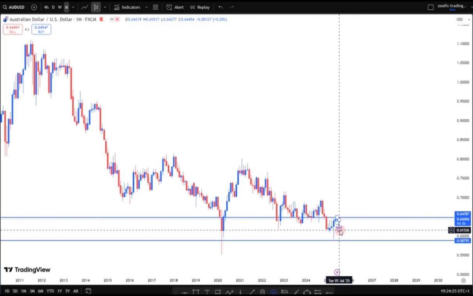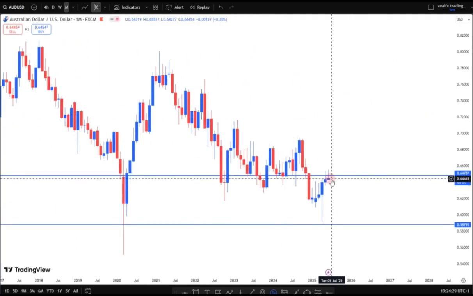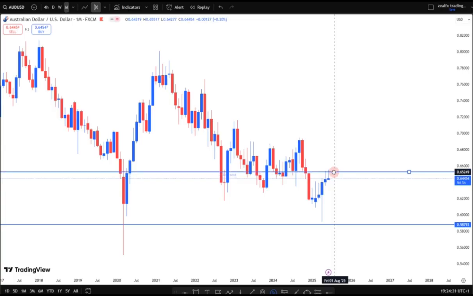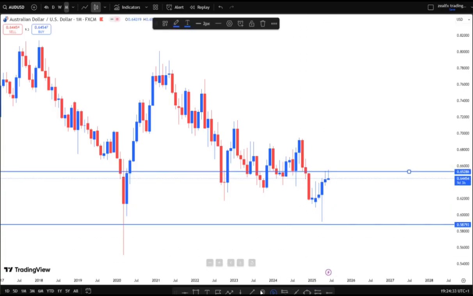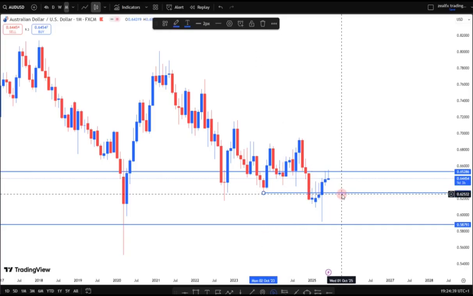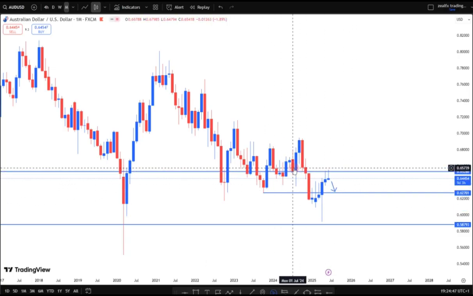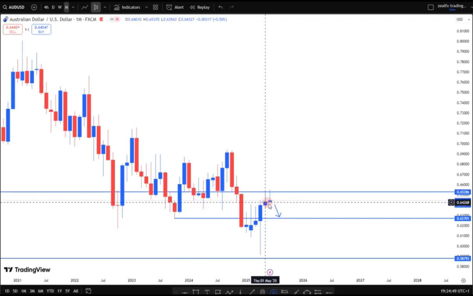On the monthly chart, we have price on this resistance level already. So long as we have price rejecting from this monthly resistance level, we expect Australia USD to drop to this next monthly support level. We expect price to drop to this next support level on Australia USD, so long as we have price rejected from this monthly resistance level.